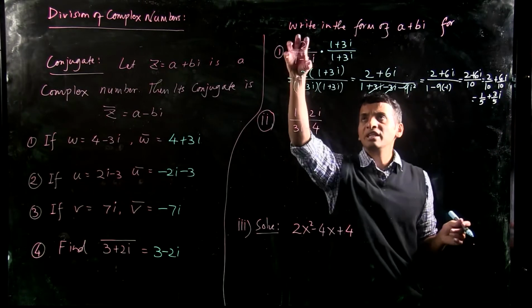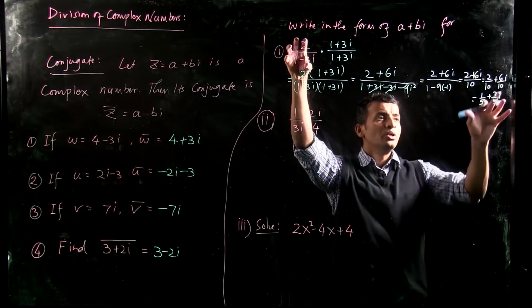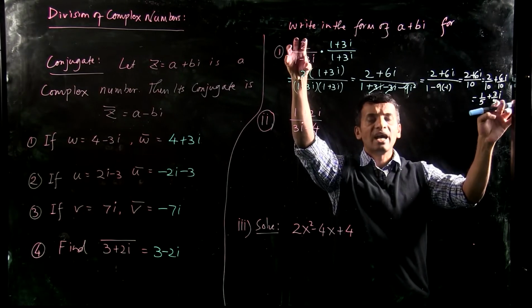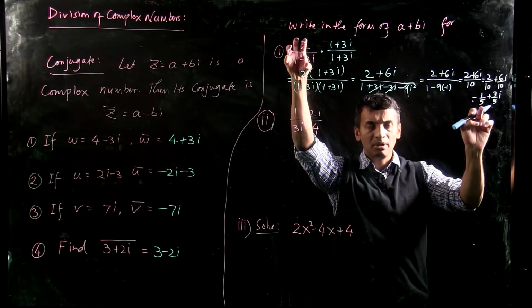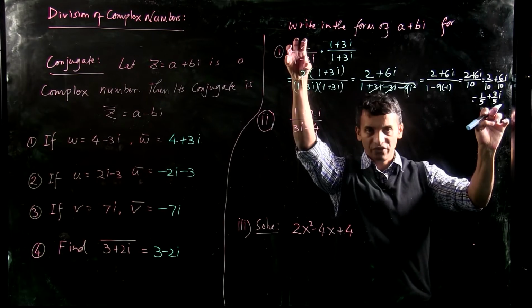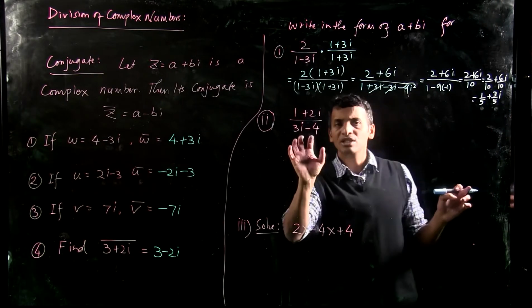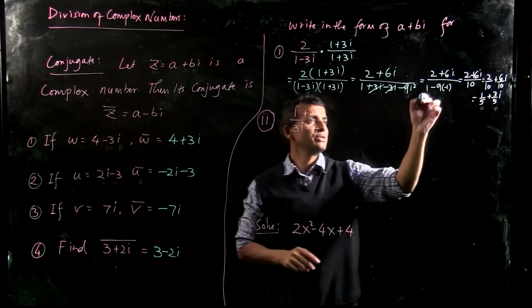Okay. For this number, when you write a plus bi, a is 1/5, that is the real part, and the imaginary part is 3/5 for this problem. Okay, let's do the same thing for this one. So what do you get?